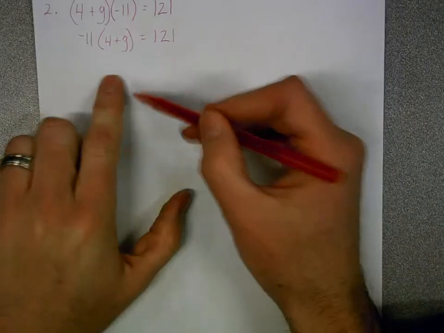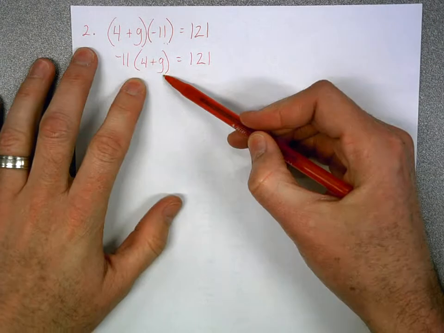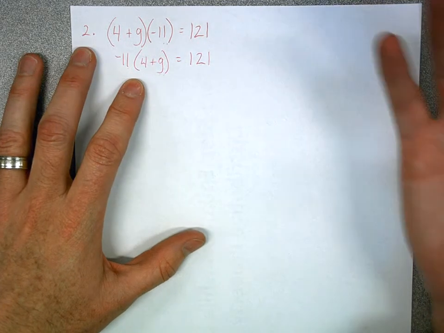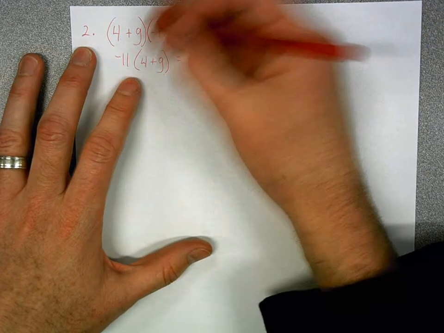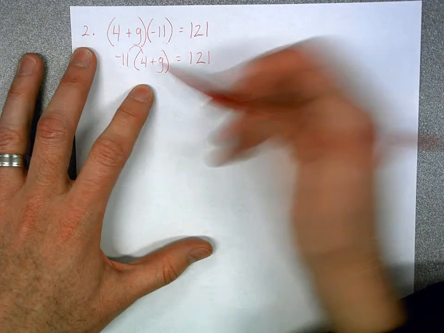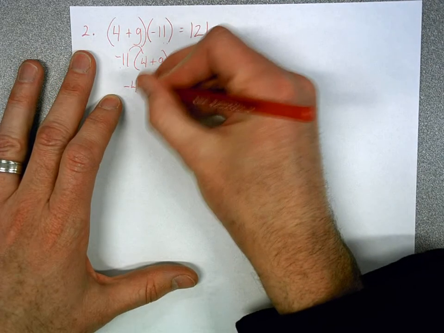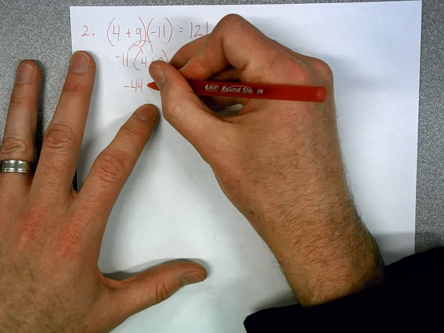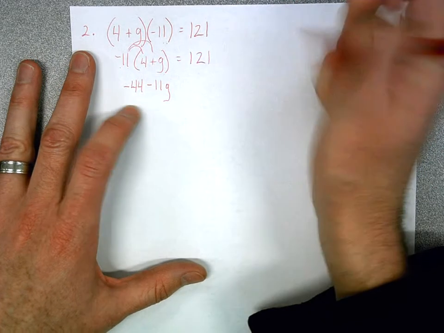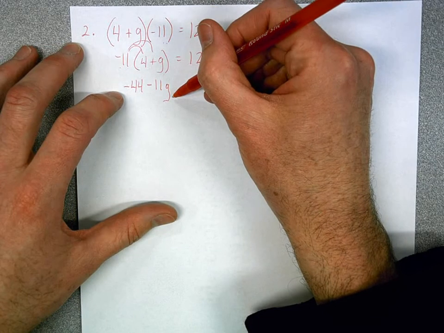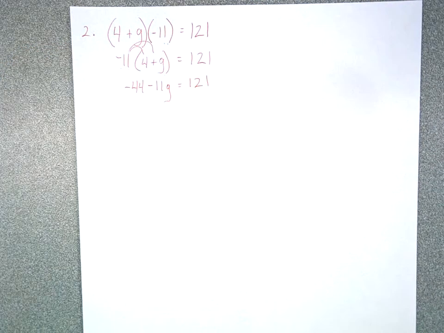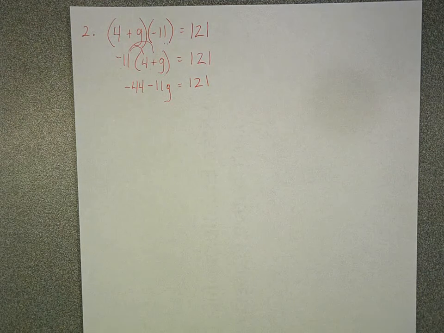Now, normally we would see this and we'd say, oh, there's parentheses multiplied with something on the outside. This appears that I can use distributive property. Okay, so I could say, negative 11 times 4 is negative 44. Negative 11 times a positive g is negative 11g. So I just used distributive property, got rid of the parentheses, and that's going to equal 121. Now at this point, it's just last Friday's lesson.